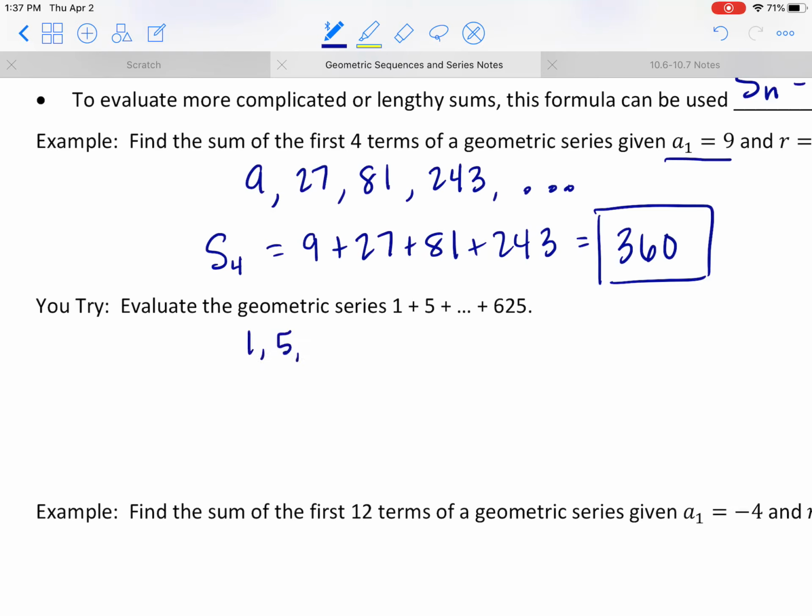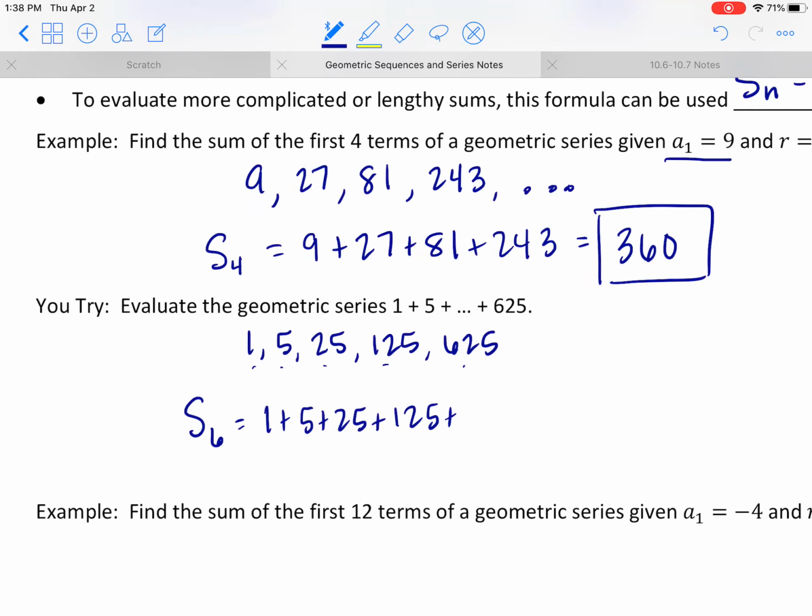Otherwise, if I want to add up all the terms in this list, I have to know what all the terms are. So our list starts at 1, and then it goes to 5, which means we're multiplying by 5. So 5 times 5 means one of the numbers hiding in the middle is 25. 25 times 5 is 125. And then 125 times 5 is going to get us to the 625. So the missing numbers were 25 and 125. Now I just have to add all those together.